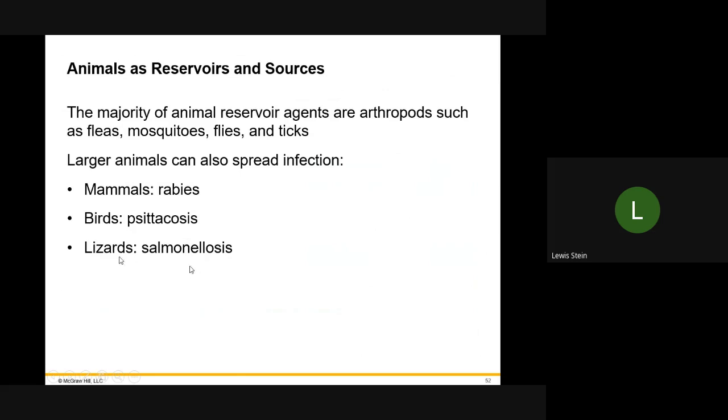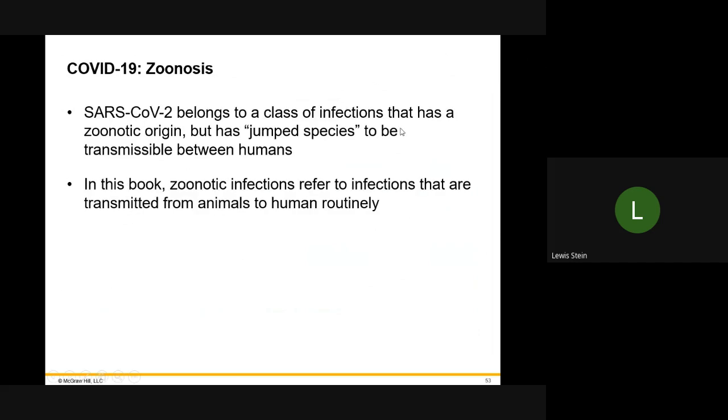I have a non-contact policy with lizards. I don't bother them, and I don't expect them to bother me. I have the same one with bears, and snakes. Leave me alone. That has zoonotic origin, but it's a jump species, to be true.